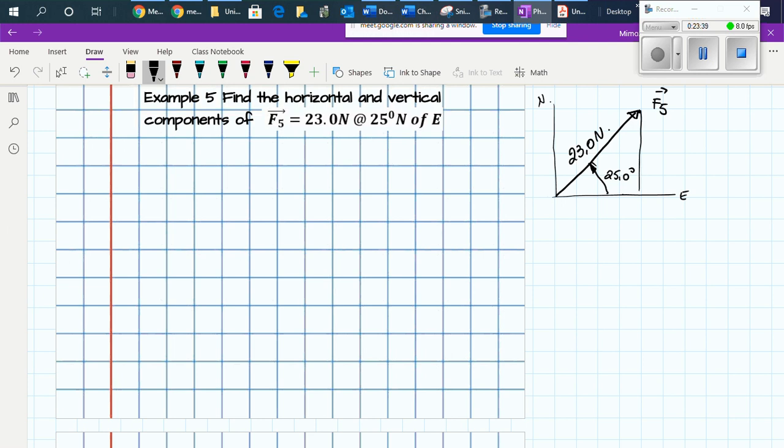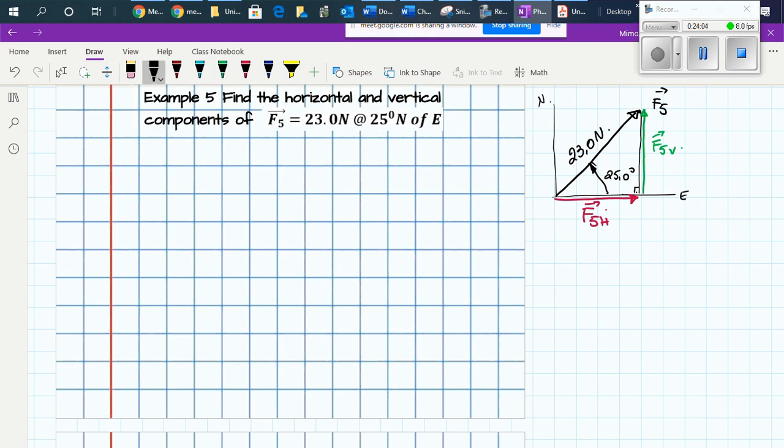So perpendicular will go here. Now, whatever is on the horizontal will be the horizontal component. So this will be F5 horizontal. And whatever is on the vertical will be the vertical component. So this is F5 vertical.